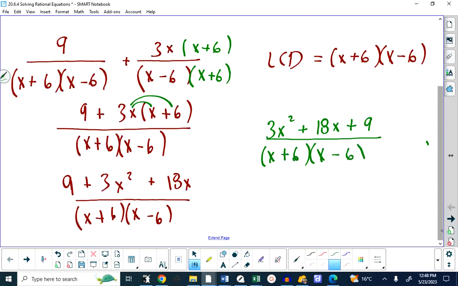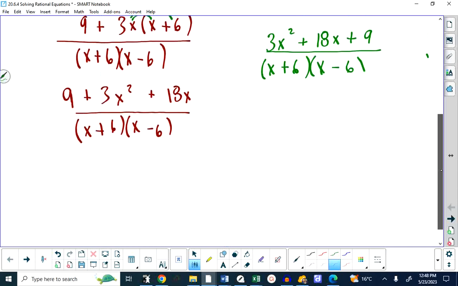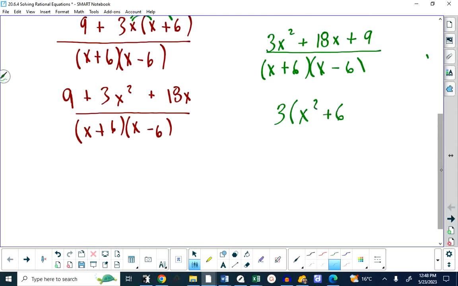Well, certainly we can factor a 3 out of the top. The question is, if we do, does it lead anywhere? Well, let's find out. I take a 3 out of the numerator, and I'm left with x squared plus 6x plus 3. Well, it's a dead end, unfortunately, or fortunately, because x squared plus 6x plus 3 is non-factorable, so it doesn't go anywhere.